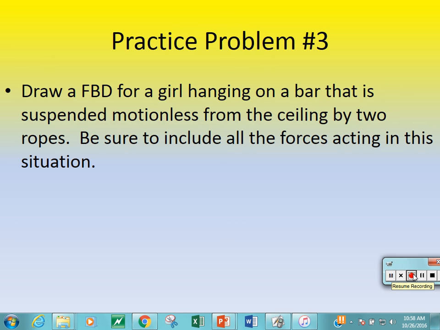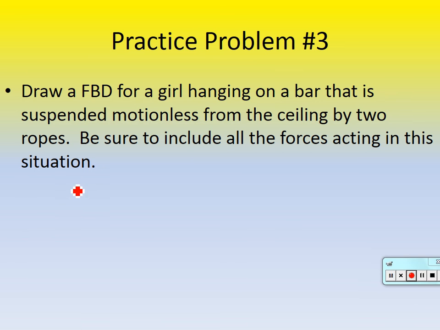Okay, so let's see if we got this right. Before I draw the free body diagram, I want to draw what's happening here. So that's the ceiling. It says she's hanging from a bar suspended by 2 ropes. So here are my 2 ropes. Here's the bar that she's hanging onto. Let's draw the girl. And she's hanging onto the bar, right? Isn't that what's going on, guys? Yes. Now let's draw the free body diagram.